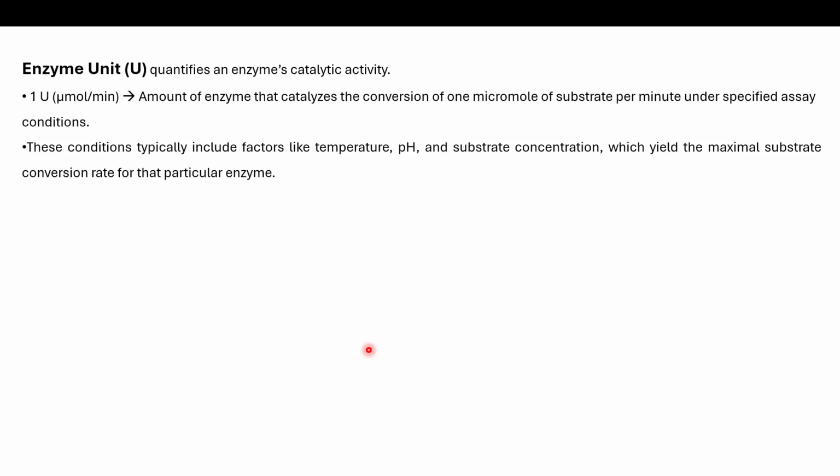Okay. And just to recall what we mean by an enzyme unit. This is 1U when we talk about one enzyme unit. That is the enzyme required to catalyze the conversion of 1 micromole of substrate per minute under a specific set of experimental conditions, which include the temperature, the pH, the substrate concentration, as well as the buffer composition as well. Which will ideally yield the maximal substrate conversion rate for that particular enzyme in question.